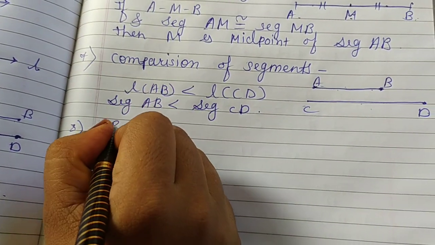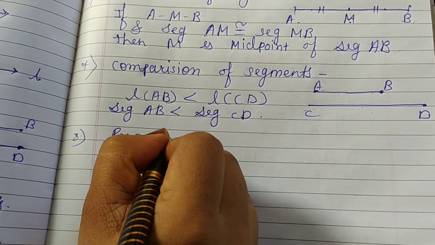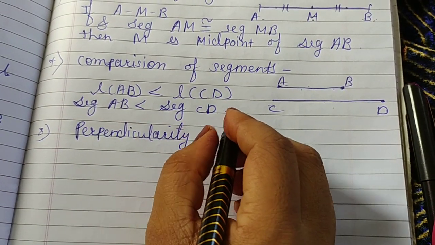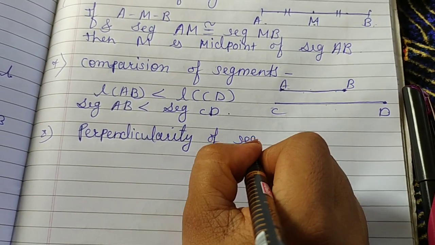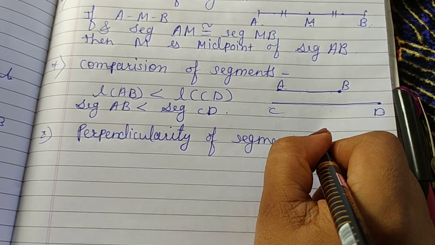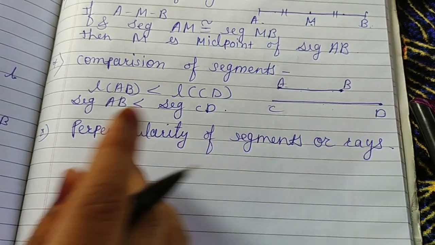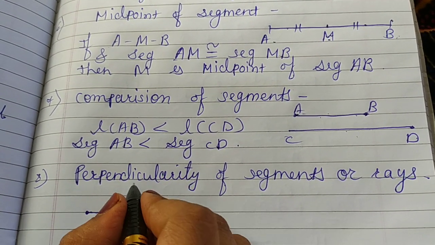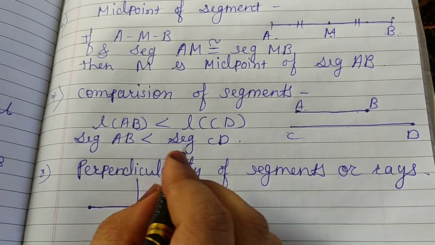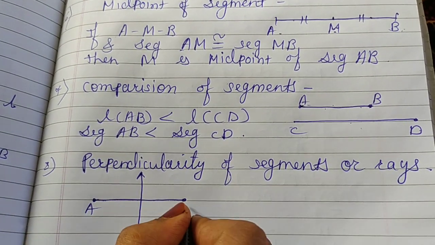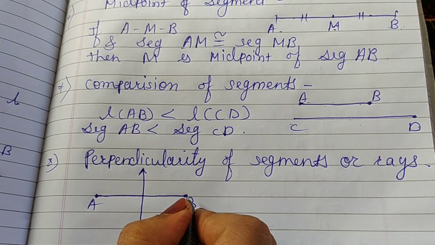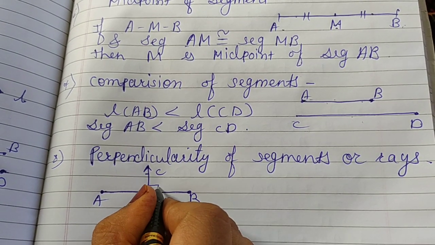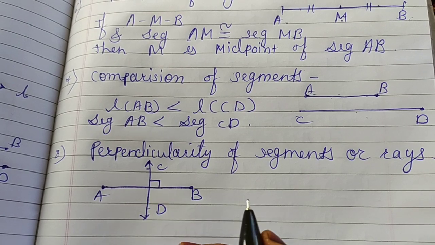Okay, next we'll see perpendicularity. Next point, perpendicularity of segments or rays. Perpendicularity means perpendicular lines and perpendicular segments, you know. Also here is the concept: if AB is any segment and CD is a ray, and these two lines make a 90-degree angle, then we can say they are perpendicular.